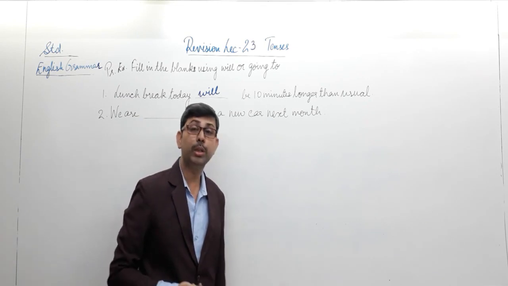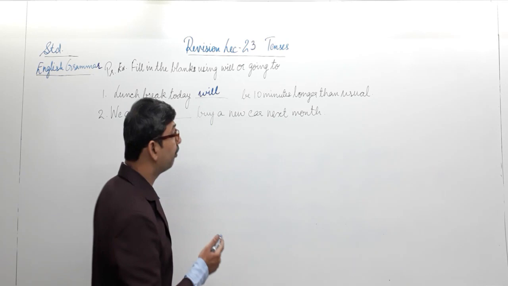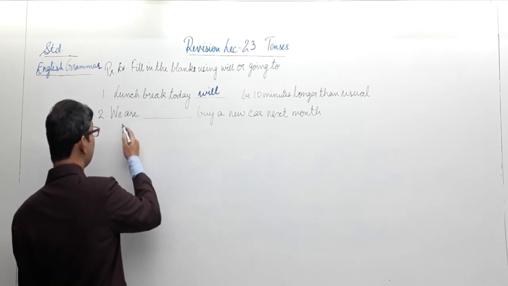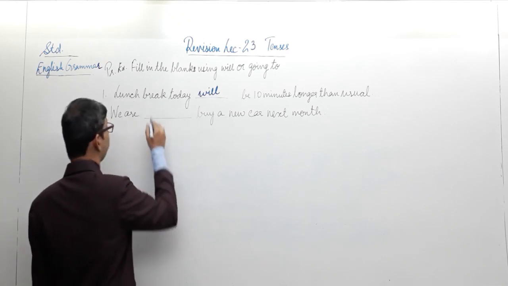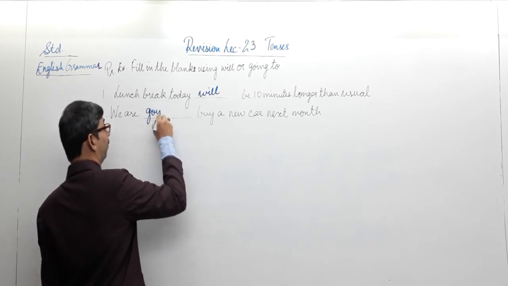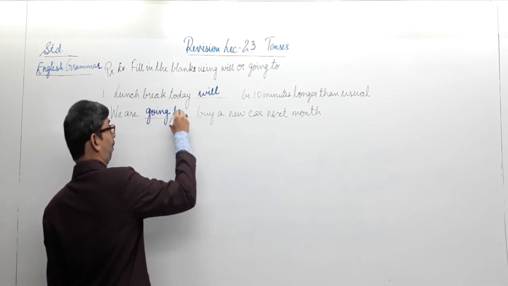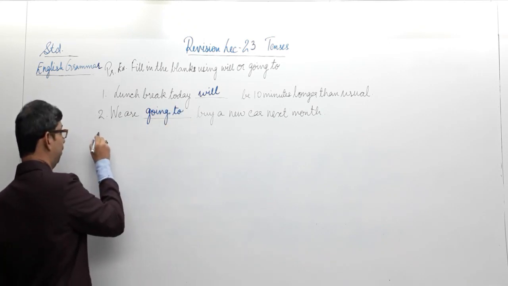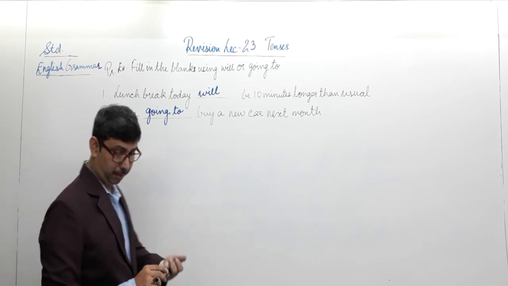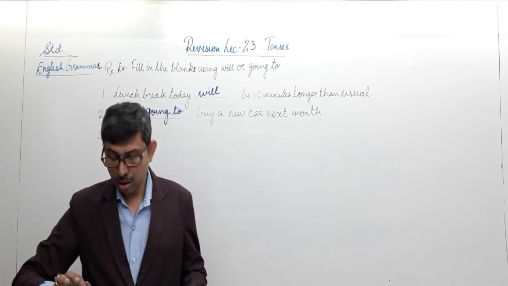Hence, you need to insert the going to form of the verb and not will. You are saying we are will buy. So we are going to buy. Going to buy a new car next month. The simplest thing that you can insert over here. Next one.